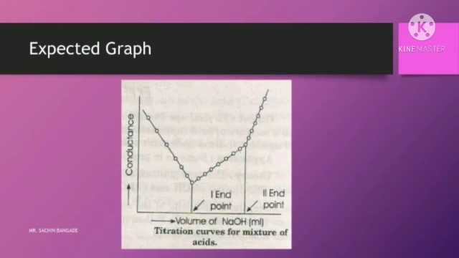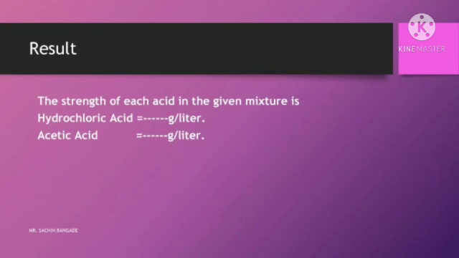This is the expected graph, conductance versus volume of NaOH. It gives two end points, first end point and second end point. Titration curve for mixture of acids. Result: after this experiment, we get the strength of hydrochloric acid and acetic acid.